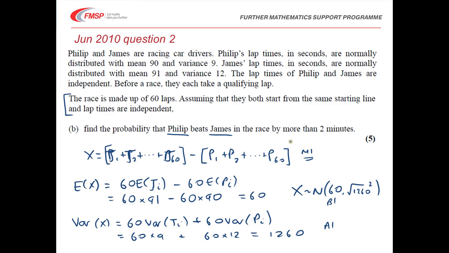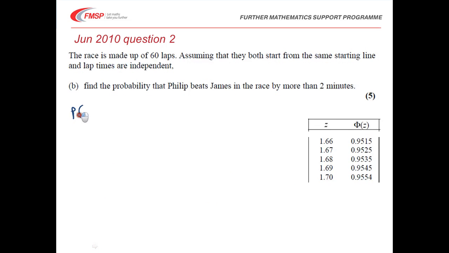So for Philip to win, what we need to make sure is that he's going to have a time that's greater than 120. So what we're looking for here is the probability that x is greater than 120. And just to remind you, this distribution is normally distributed, 60, root 1260 squared.